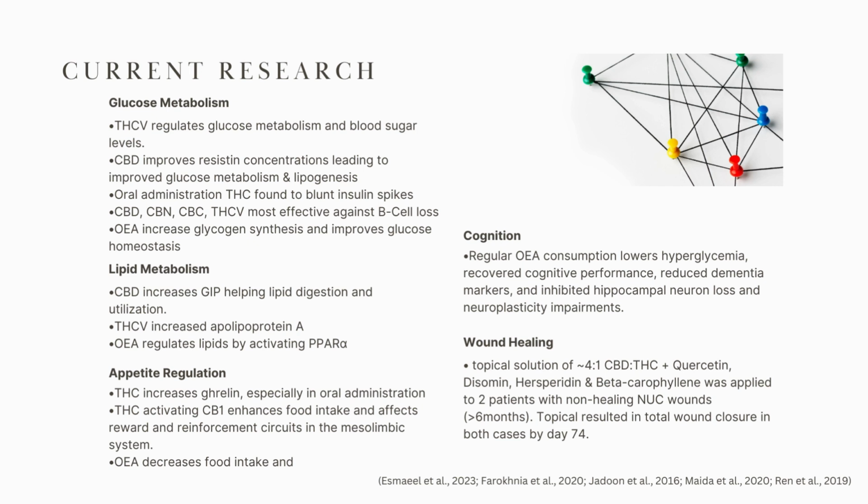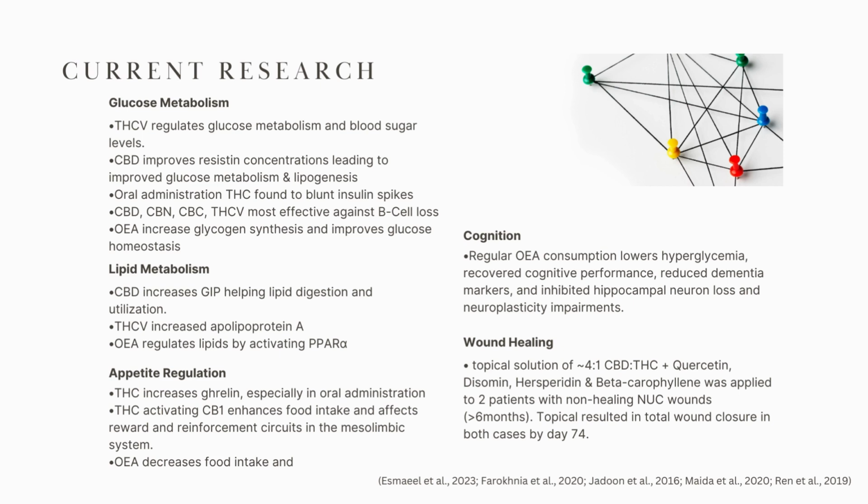So current research, there's a good amount of evidence that shows minor cannabinoids and endocannabinoid ligand mediators have a potent therapeutic effect for diabetic patients. THCV is one of those phytocannabinoids. It's not only been shown in many studies to regulate glucose metabolism and blood sugar levels, but it also inhibits beta cell apoptosis, the death of beta cells, and increases apolipoprotein A, which aids in cellular cholesterol homeostasis.